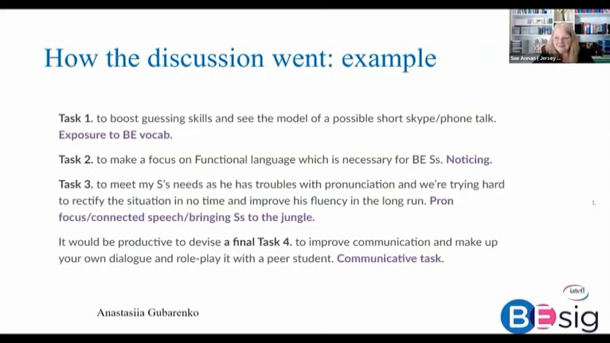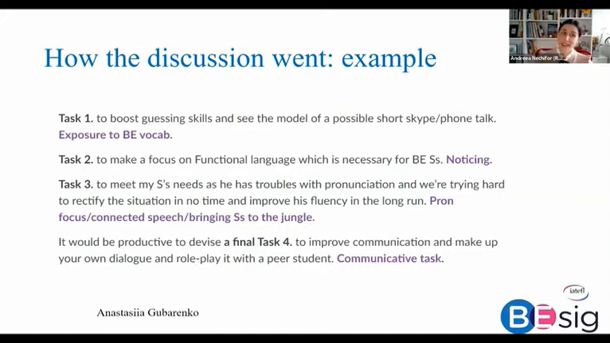Here's a little bit from Andrea again. All right, so this is an example from Anastasia. Some feedback on the tasks. Just one second. So the first task was meant to boost guessing skills and see the model of a possible short Skype phone call.